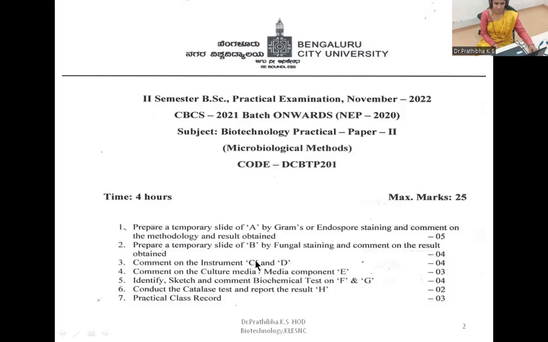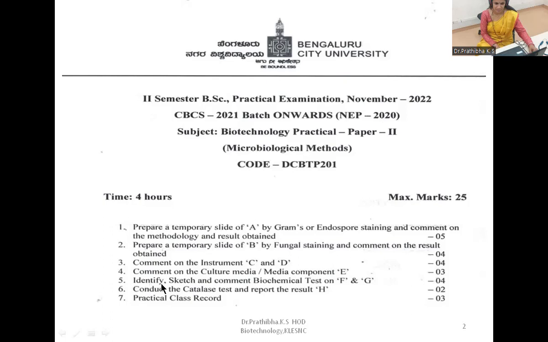Next, third one, comment on the instrument C and D. We will be mentioning instrument or photograph C or D. You need to comment on those particular instruments, and this carries 4 marks. Here they mentioned just comment. Then fourth one, comment on the culture media or media component E. This carries 3 marks. Culture media like nutrient agar, nutrient broth, MRBA, PDA, like that. Then media components means components of those culture media like beef extract, peptone, NaCl, agar, like that.